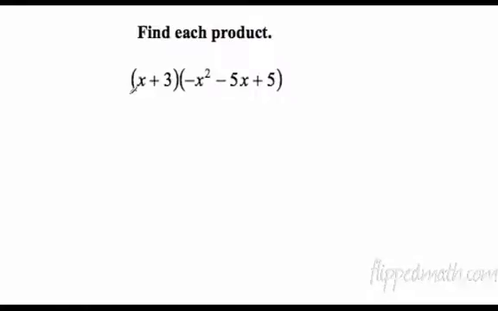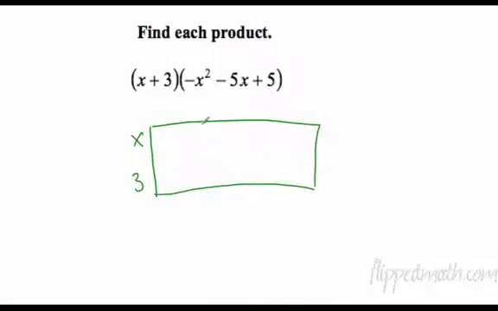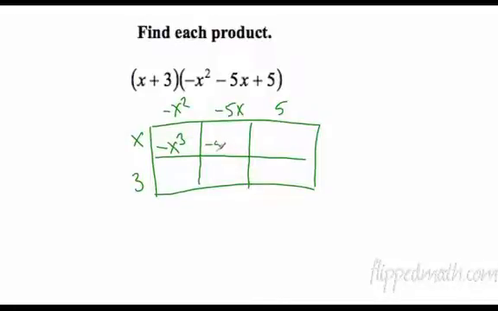All right, find each product. Remember, you could do a double distribute, or you could set up the table. I'll set up the table. X plus 3. And then across the top, we have negative x squared minus 5x and plus 5. X times negative x squared is negative x to the third. X times negative 5x is negative 5x squared. X times 5 is 5x. Up here we have 3 times negative x squared is negative 3x squared. 3 times negative 5x is negative 15x. And 3 times 5 is 15.